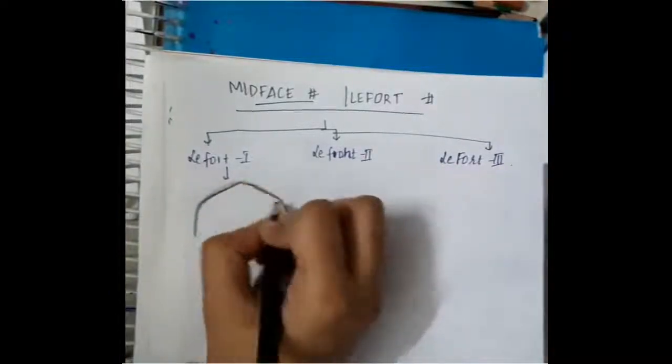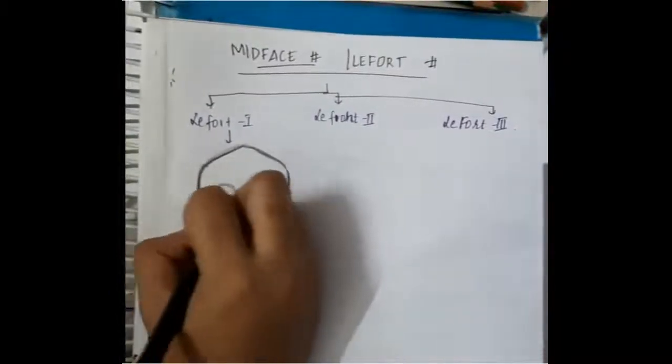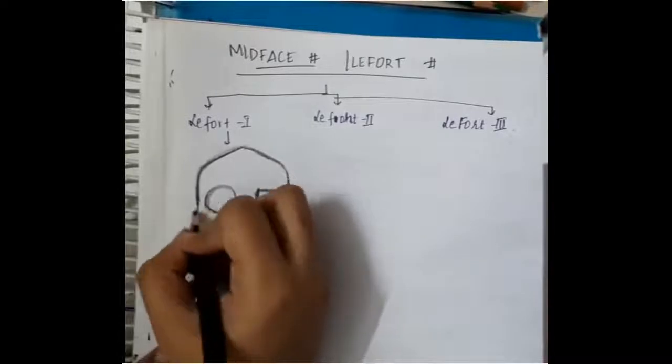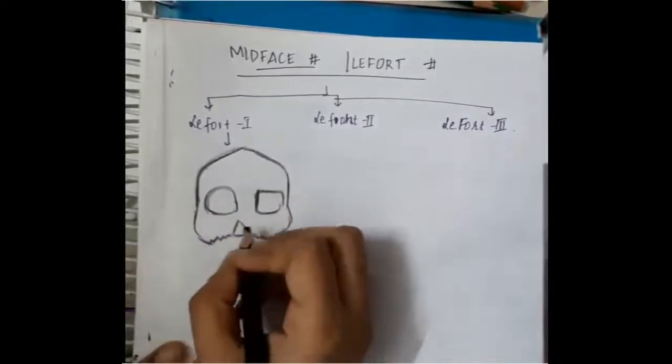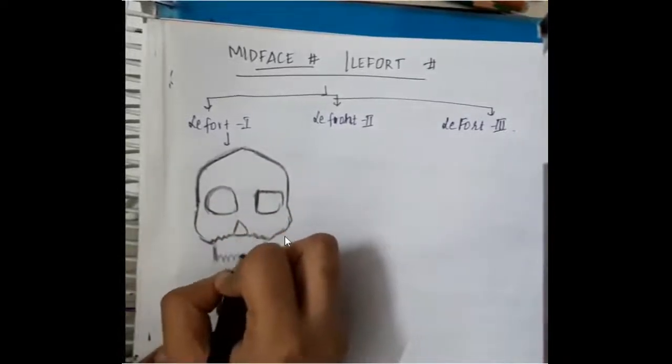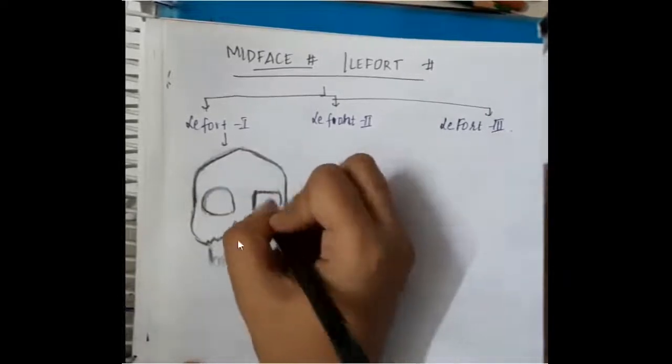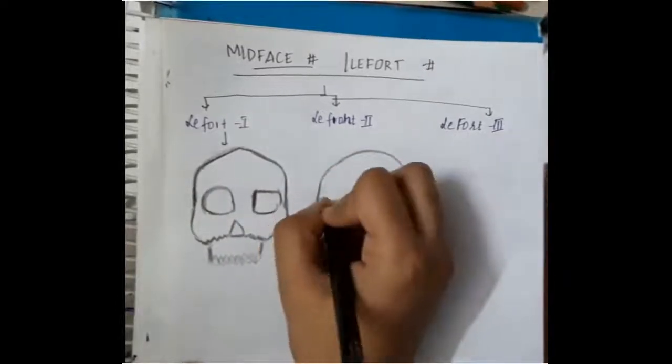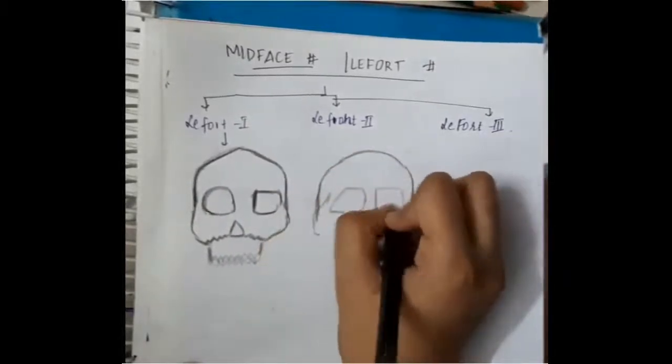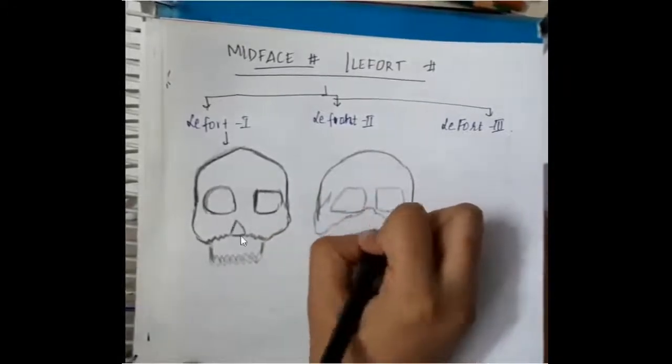Here this is the skull. The fracture line will lie parallel to and above the soft palate. This is the soft palate. Here the fracture line lies parallel to the soft palate, and thus it separates the alveolus from the palate.